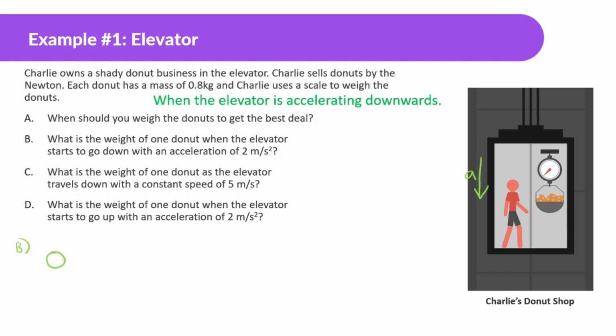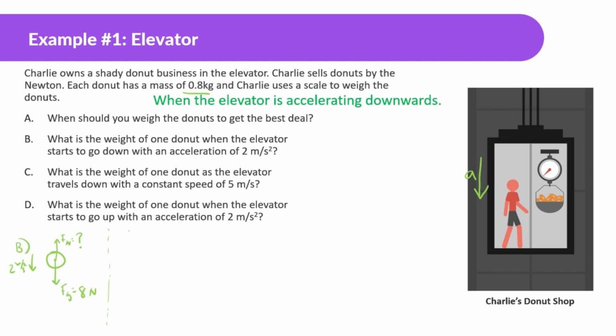Okay, so this is a donut. So we know that the donut is going to have a force of gravity, which is the mass of one donut, 0.8, so this is going to be 8 newtons. It's a huge donut. And then there's going to be a normal force. That's what the scale is going to read. We don't know what this is. But we do know that it is accelerating downwards at 2 meters per second squared.